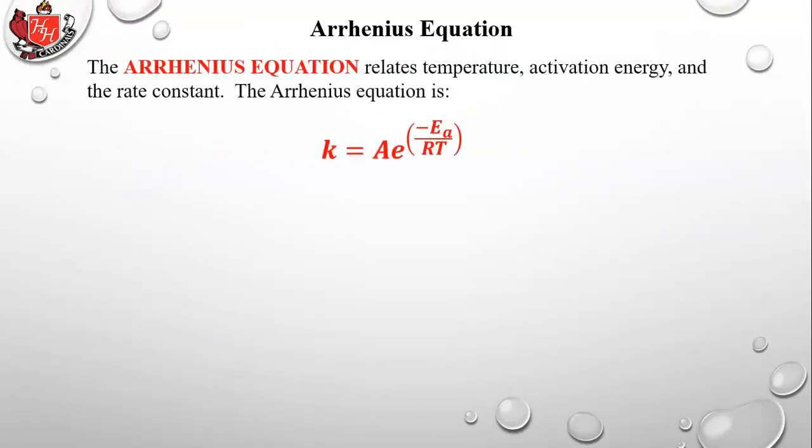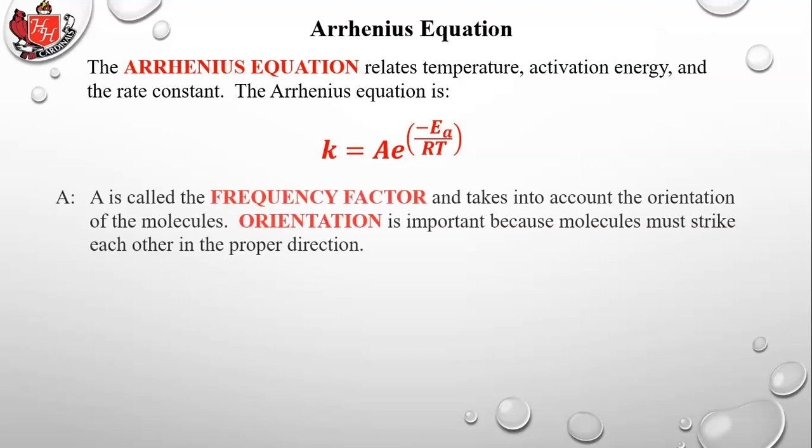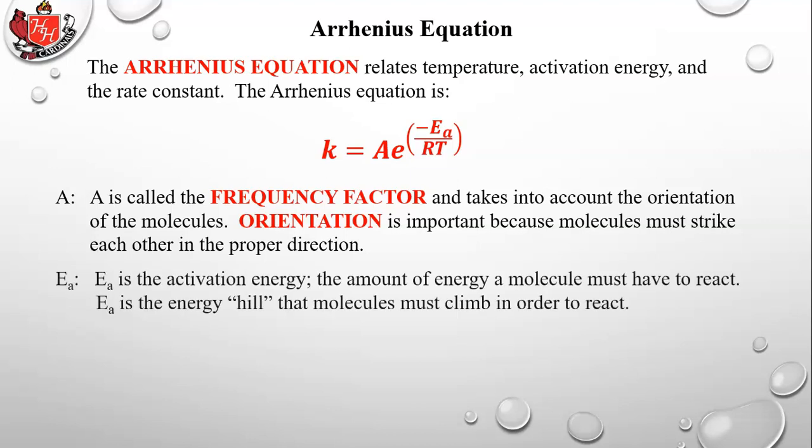The Arrhenius equation relates temperature, activation energy, and the rate constant. The Arrhenius equation is k, the rate constant, equals A times e raised to the power of negative Ea over RT. So let's go through what each of those is. A is called the frequency factor, and it takes into account the orientation of the molecules. Orientation is important because molecules must strike each other in the proper direction.